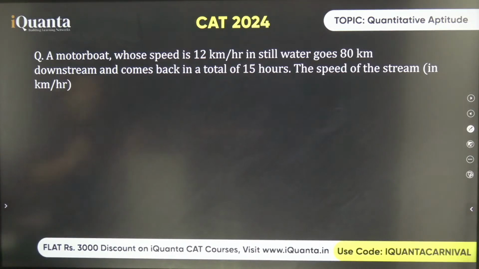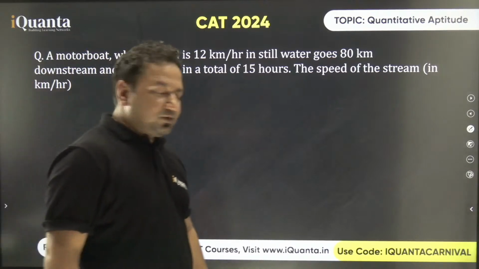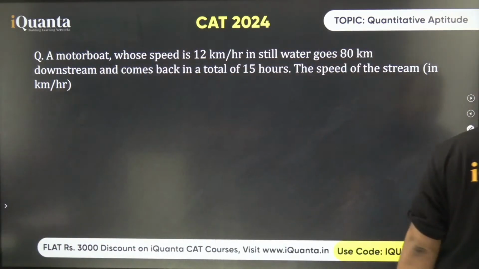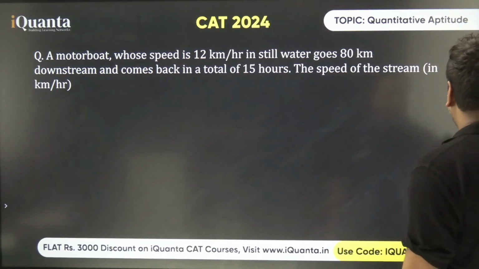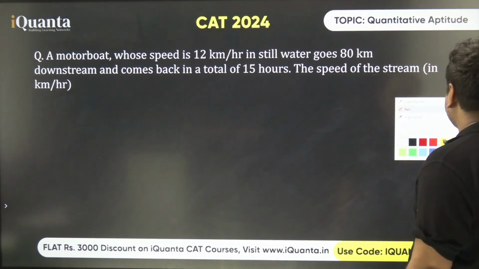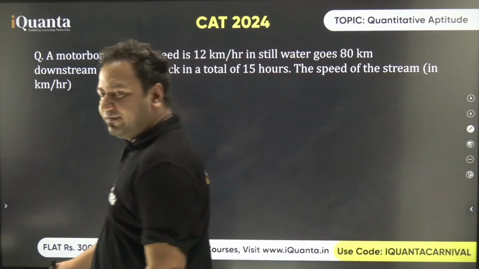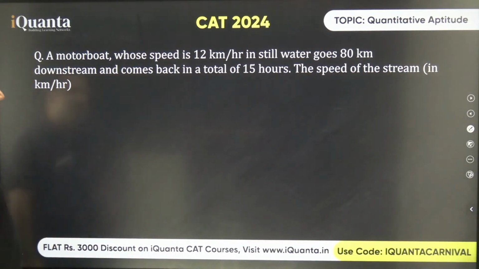Okay. A motorboat whose speed is 12 km per hour in still water goes 80 km downstream and comes back in a total of 15 hours. The speed of the stream in km per hour is equal to what? ठीक है. To solve this question, there's one thing which we need to understand. So ignore the question for a while and let us try to understand the concept of relative speed.